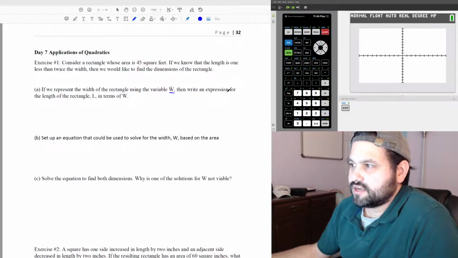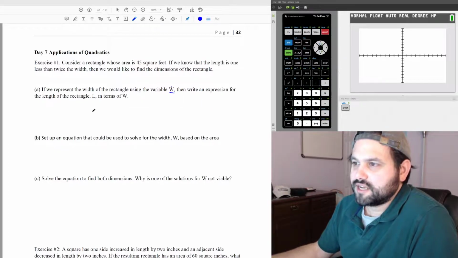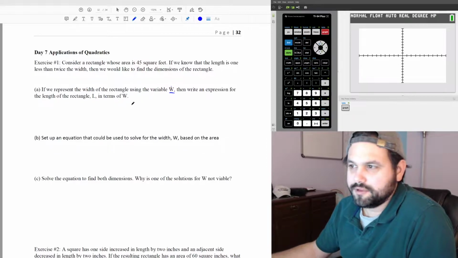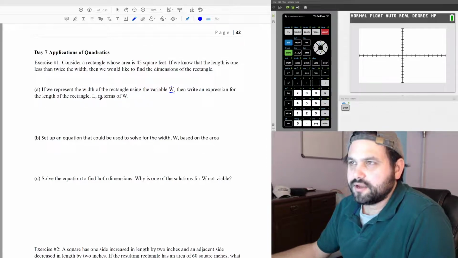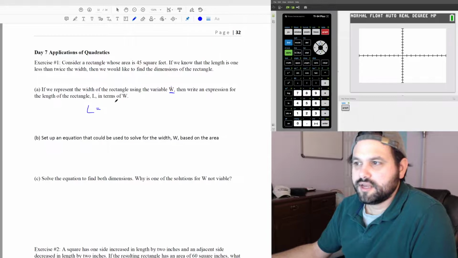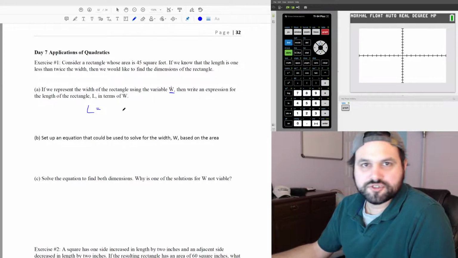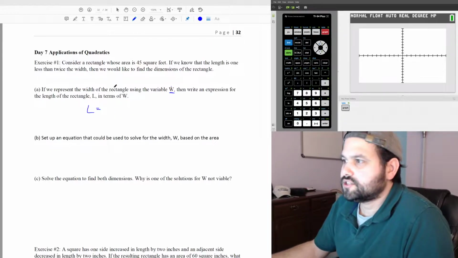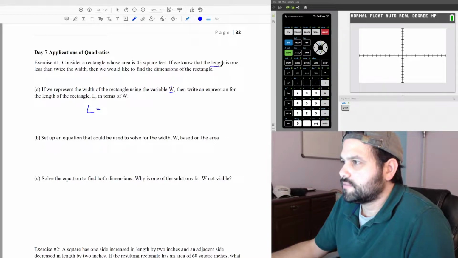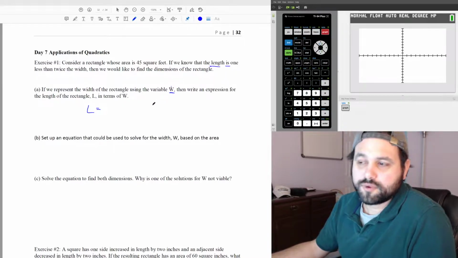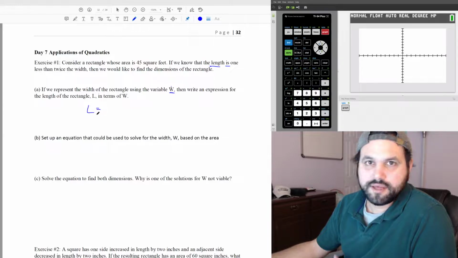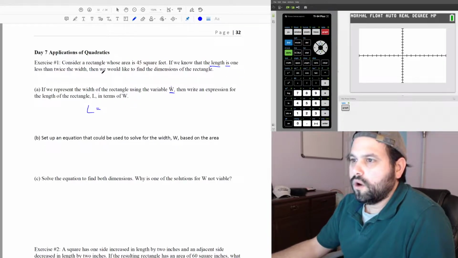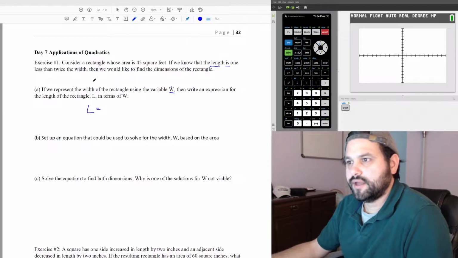Then write an expression for the length of the rectangle L in terms of W. So remember, writing something in terms of means that this L wants to be by itself, so L equals, and then the W is going to be in some sort of expression on the right. So we know that the length, L, equals 1 less than twice the width.